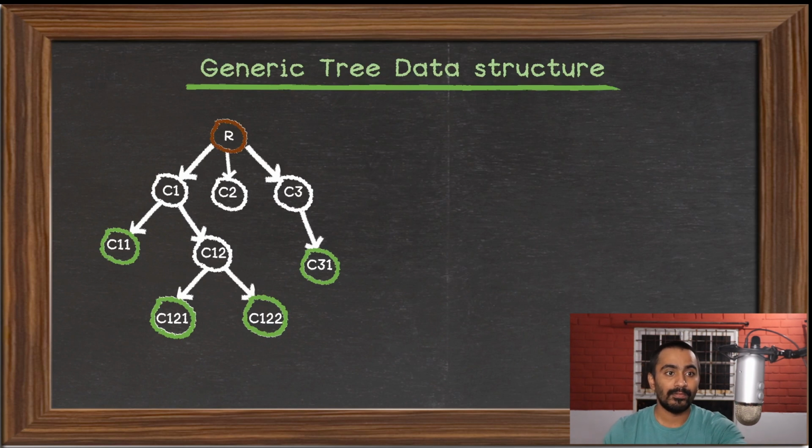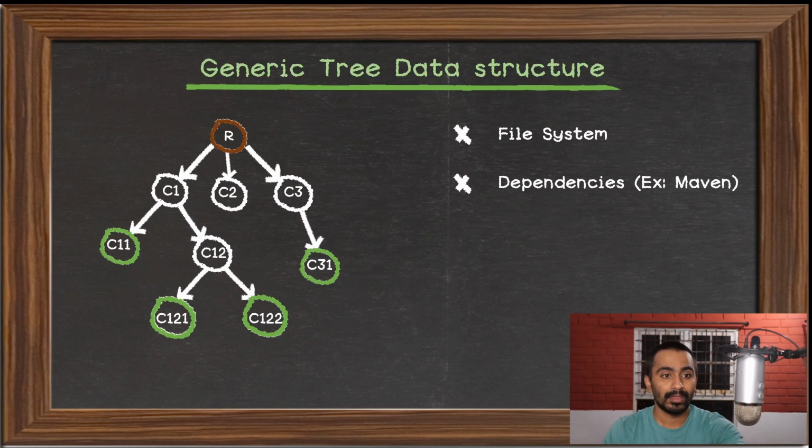And the third one is if a node doesn't have any parent, then it's called a root node or root of the tree. In the picture here, R is the root node. Similarly, the nodes which don't have any children are called leaves of the tree. Here all the nodes which are marked in green are leaves. Some applications in computer science where tree data structures are generally used are, say, creating a file system or resolving dependencies such as Maven and so on.